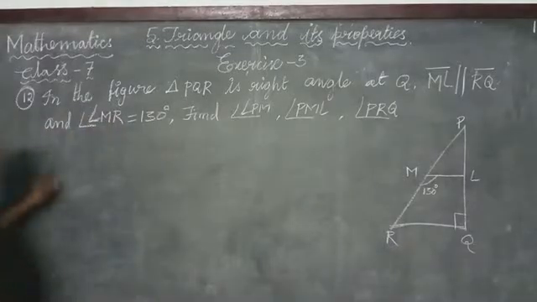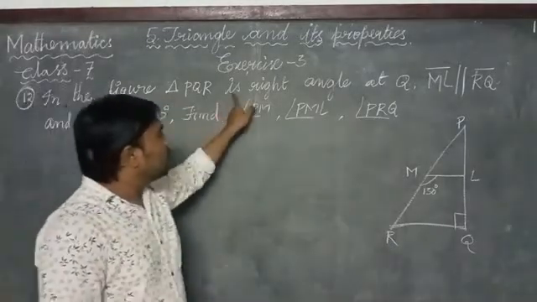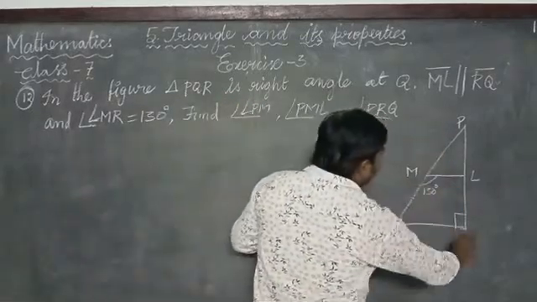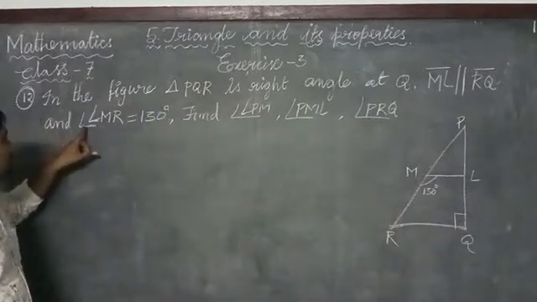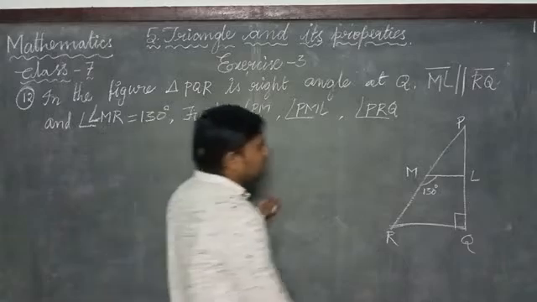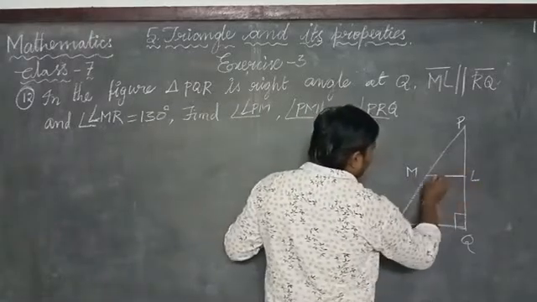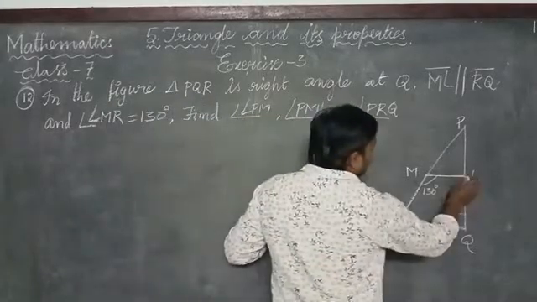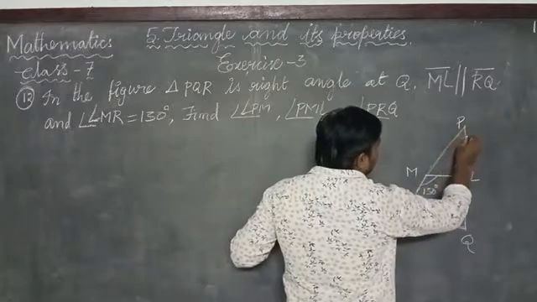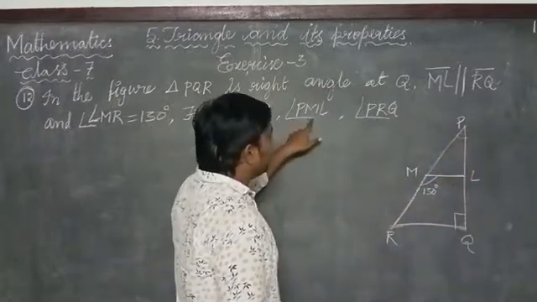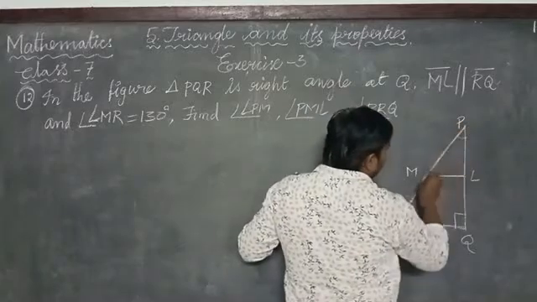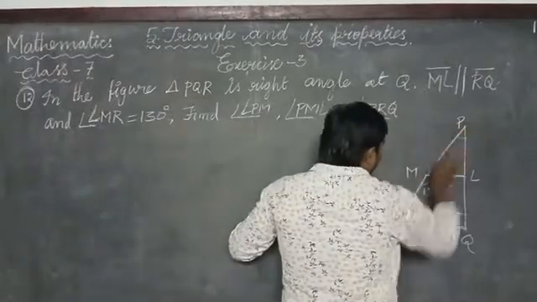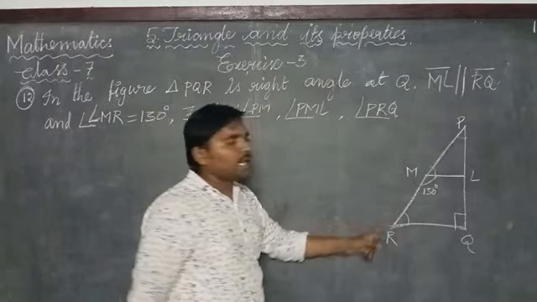Okay, now let us see. In the figure triangle PQR, the right angle is at Q, and line segment ML is parallel to RQ, and angle LMR equals 130 degrees. Find LPM. Here we have to find LPM, this angle, and we have to find PML. Where is PML? This angle also we have to find, and PRQ again. This angle we have to find. These three angles we have to find.